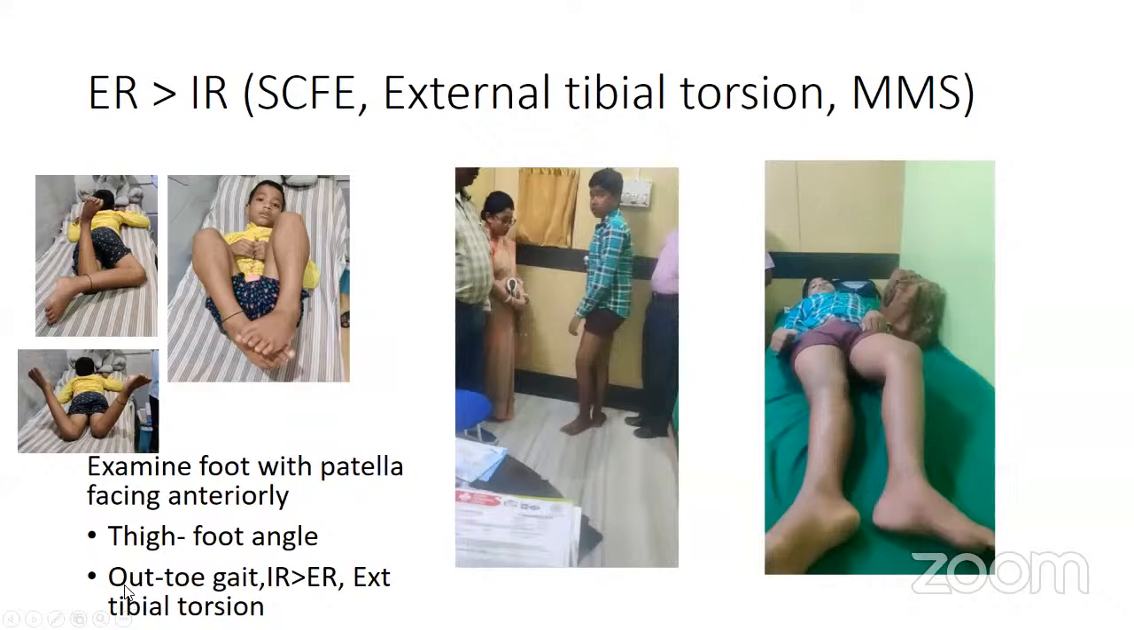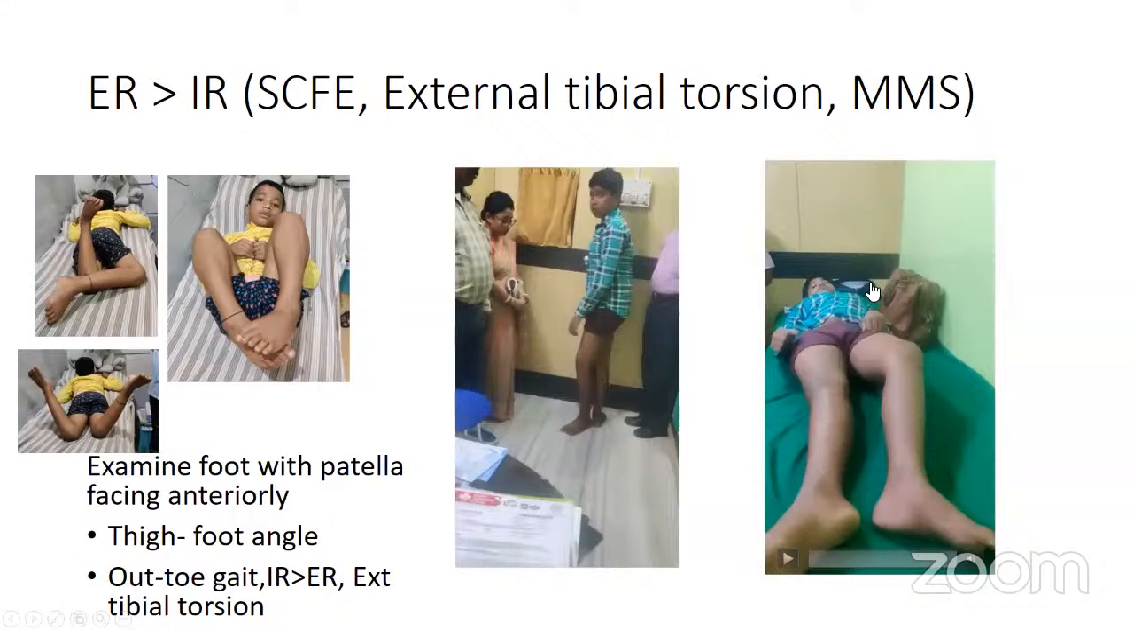But if there is an outgoing gait, internal rotation is more than the external rotation, and there is also external tibial torsion, which is diagnosed by the thigh foot angle. And not only that, ask the patient to check whether the patella and the foot are going in the same direction or not. If the patella is facing front, and still there is external tibial torsion, that is known as the miserable malalignment syndrome.